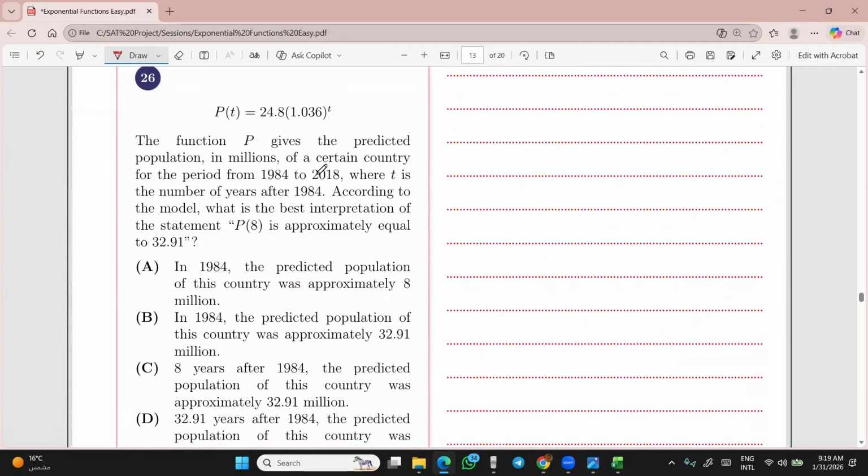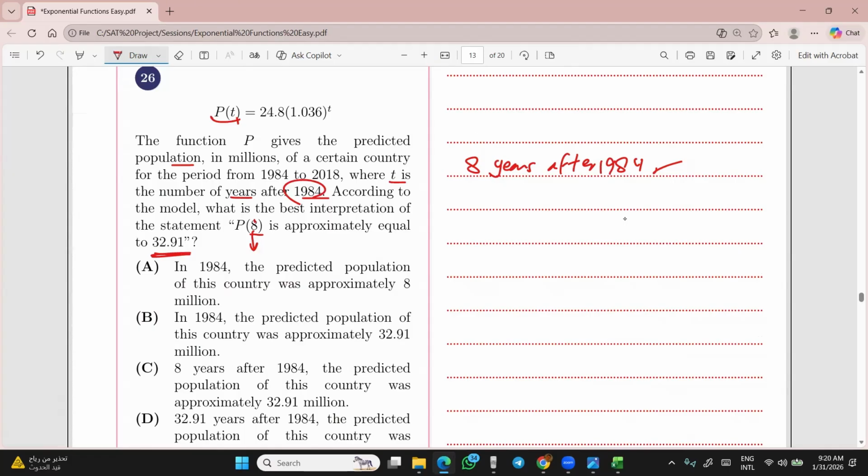Question number 26. What is the meaning of P of 8 is equal to this? So P of 8 instead of P of T, so T is 8. What is T in the question? T is the number of years after 1984. So instead of T, we write 8, and you can say 8 years after 1984. Search for this in the options, and also this number should be the P, which is the population. And we have 32.91 as the population.